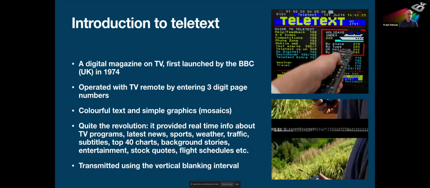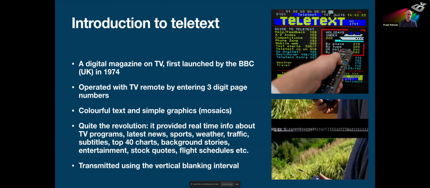For the people who are not familiar with teletext, it's a digital magazine on TV, and it was introduced in 1974 by the BBC. And it's really simple. You get your remote and type 3 digits, and you get a teletext page on your screen. And it's really a simple technique, basically.